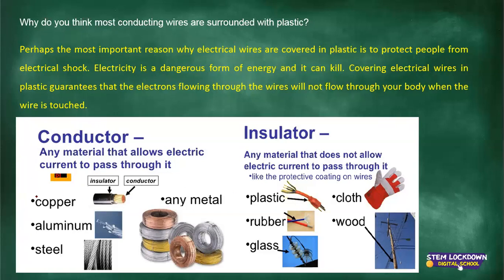So when we're going onto the left-hand side where the conductor is, examples of a conductor are copper, aluminium, steel, and any metal is a good conductor of electricity. And if you look here, you'll see in the wire, this black part is the insulator, and this copper part here is the conductor, where the electrons flow through it to give you electricity.